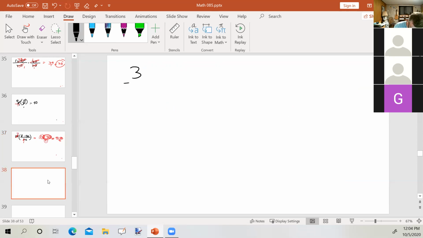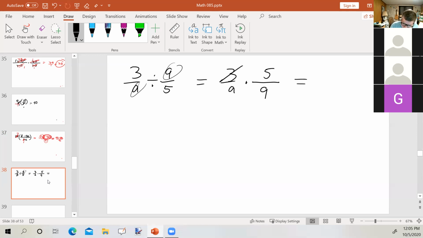Division. 3 over a divided by 9 over 5. Dividing by a number is like multiplying by its reciprocal. I've got to be careful that my nines and my a's don't look alike. So I've got what? Oh, I could reduce 3 and 9 to 1 over 3. So I've got 5 over 3a. We good? Yes.